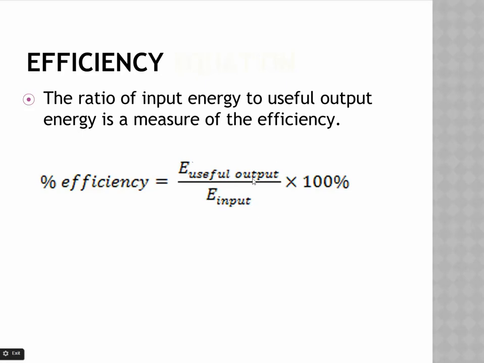Look at how much useful output you get and divide it by how much you put in. 100% efficiency would be if you get 100 joules out and you put 100 joules in. There's no waste energy. Never happens. Typically, it's quite low. Most efficiencies are surprisingly low. Okay, that's it. And now we'll move on to the other activities.